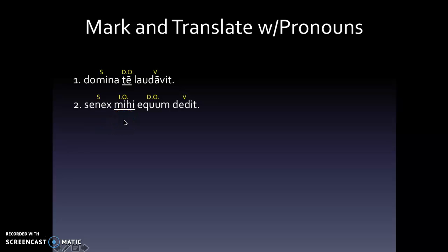All right, senex, this is nominative, it's our subject. Mihi is dative, it's our indirect object. We've got an accusative direct object and our verb. So the old man gave a horse to me, or you could say the old man gave me a horse.